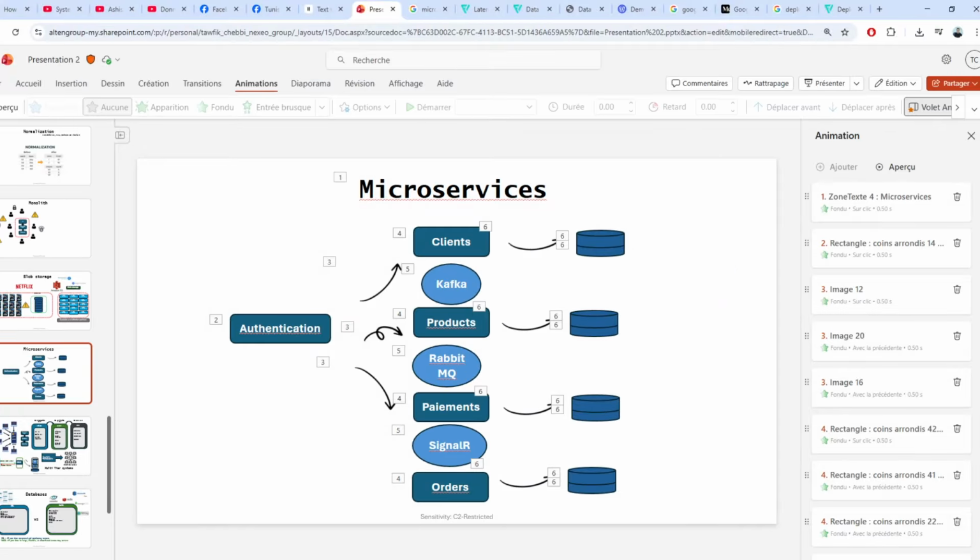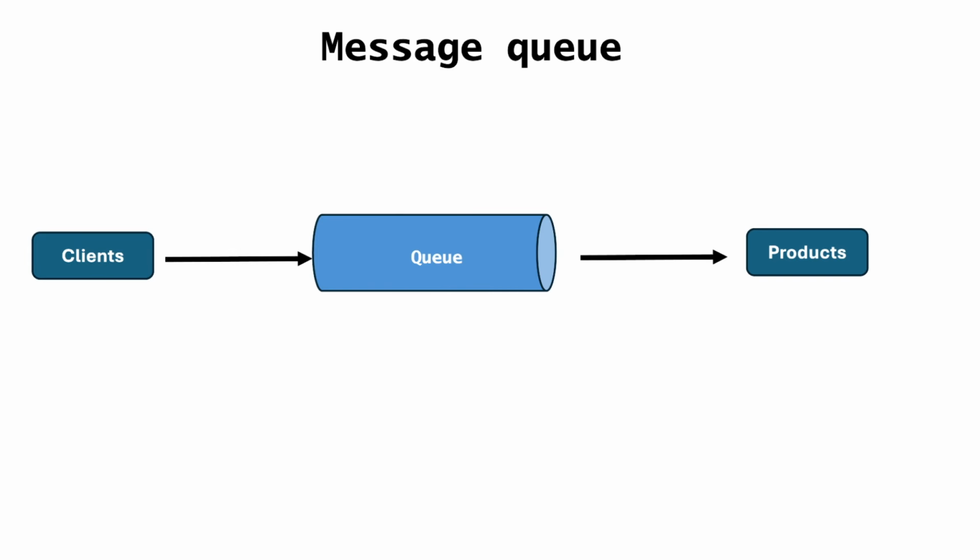In a microservices architecture, different services often need to talk to each other, but not always in real time. That's where message queues come in. A message queue acts like a middleman between services. One service, called the producer, sends messages. For example, a new order was created. Another service, called the consumer, receives and processes those messages. Maybe it sends a confirmation email or updates inventory.